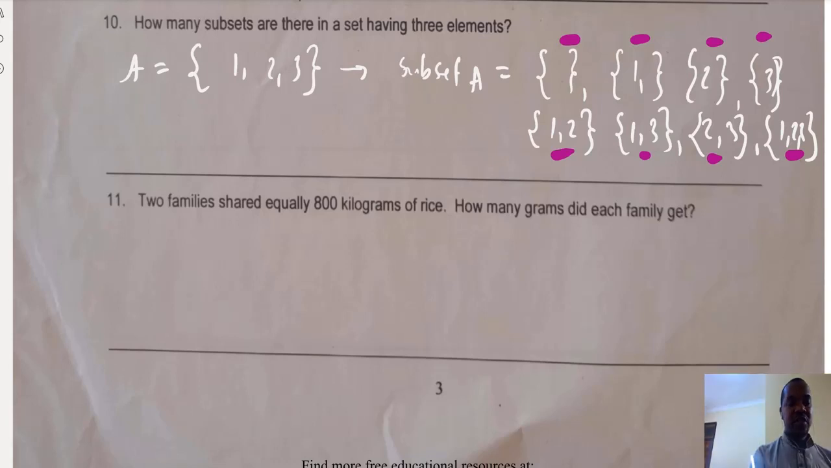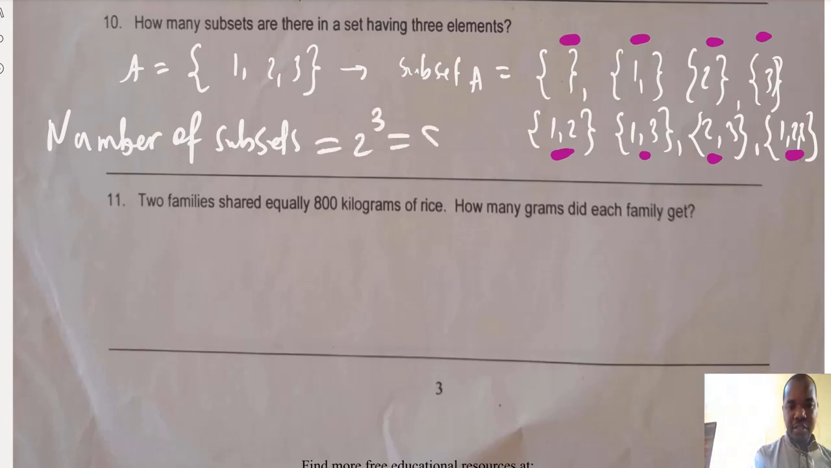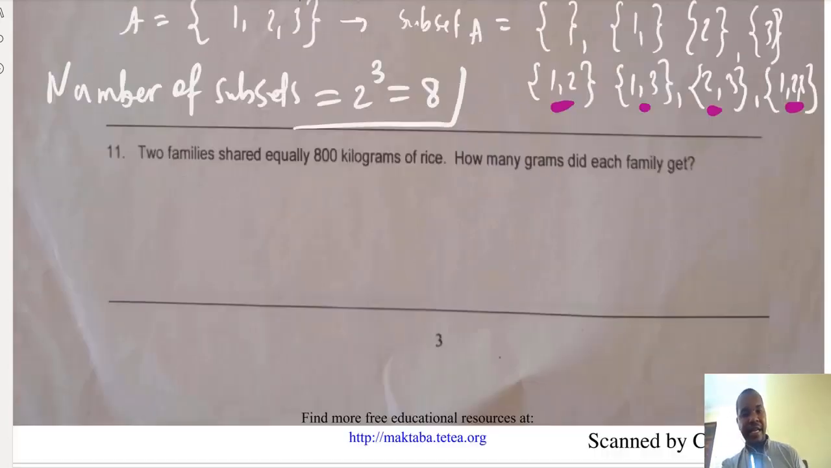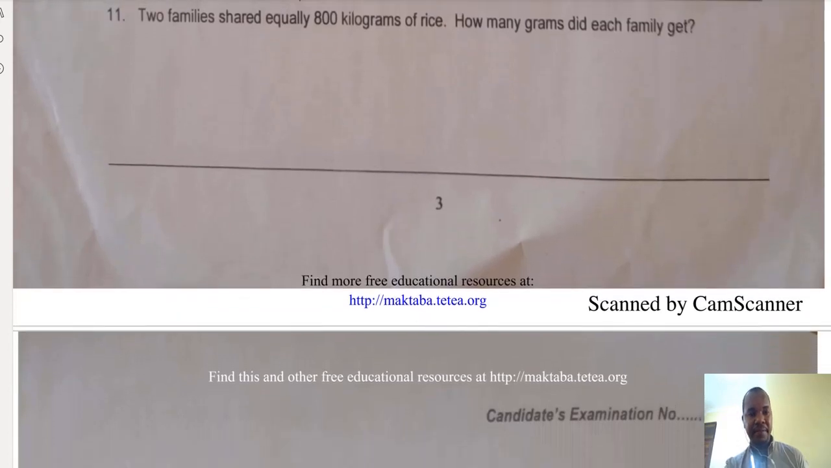So the general formula for the number of subsets is 2 power 3, which is equal to 8. We just use this sample here to give you an idea of how we can get the number of subsets.